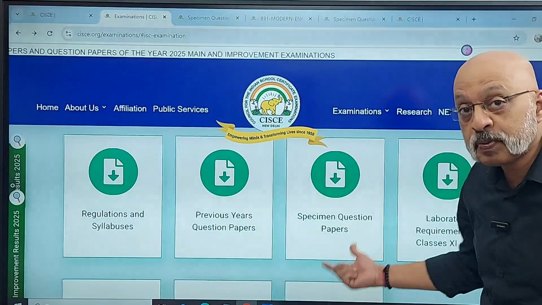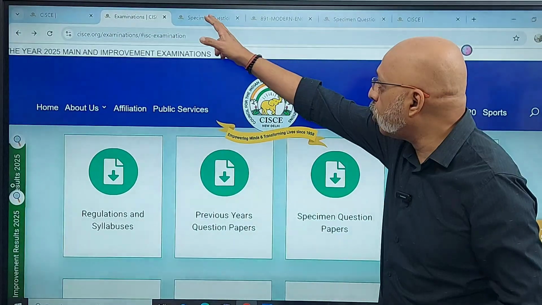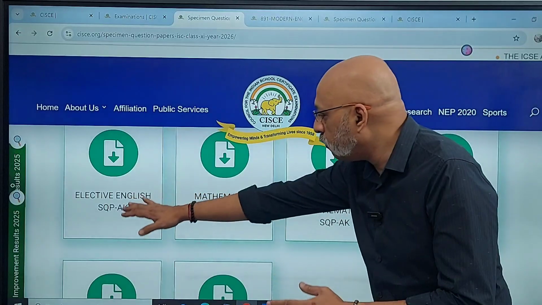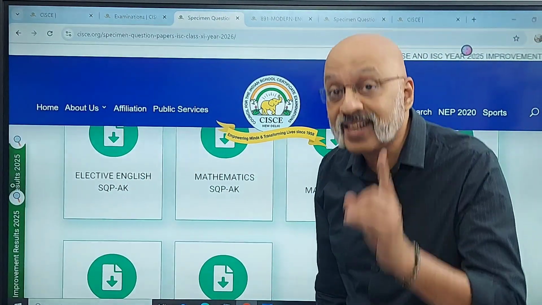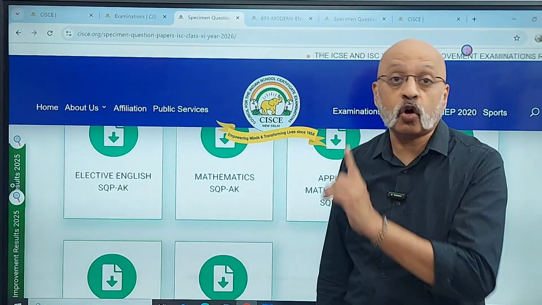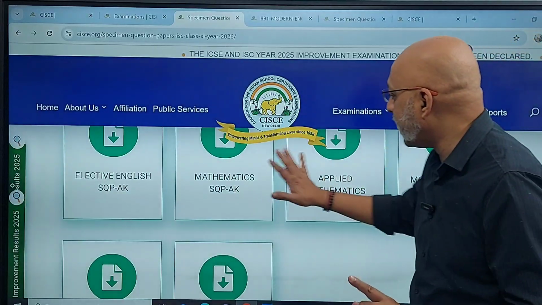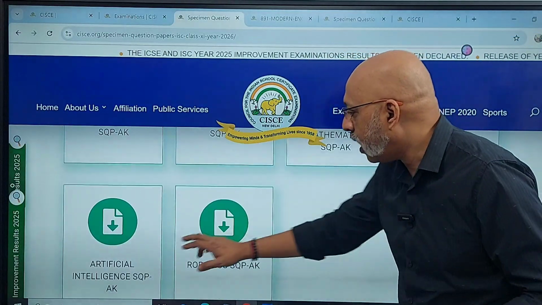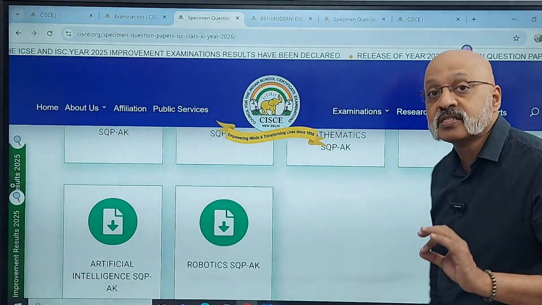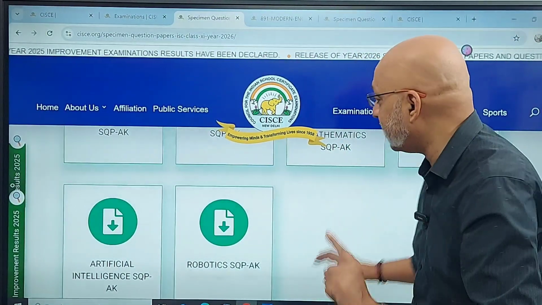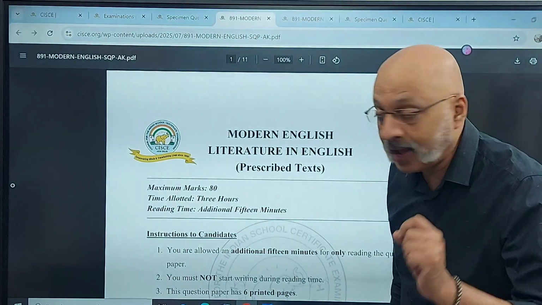Now you go into the specimen question papers because that's what has been released by the council now. When you go into the specimen question papers, you will find these 6 subjects for which the specimen papers have been released for class 11. I'm going to talk about 11 and 12. So let's talk about 11th class first. So for these 6 subjects, modern English, applied maths, mathematics, elective English, artificial intelligence and robotics, for these 6 papers, they have released the sample question paper for class 11 ISC. So I will go into modern English because that's what I am teaching out here.